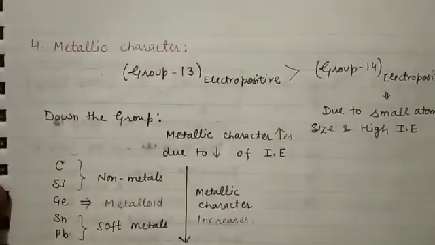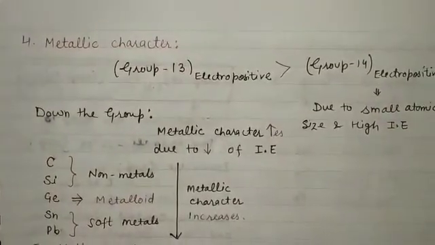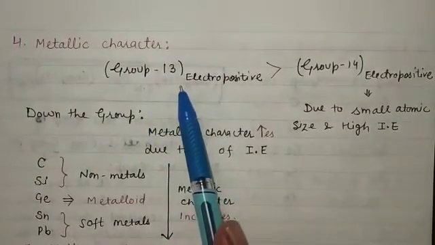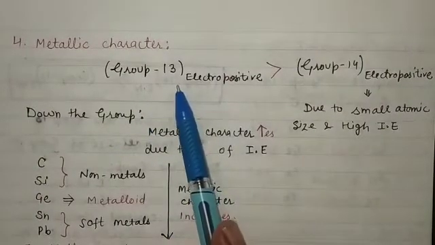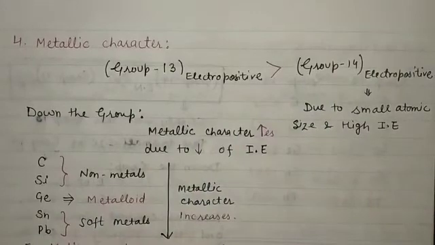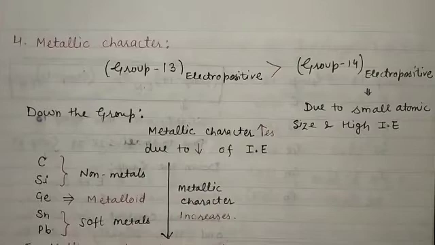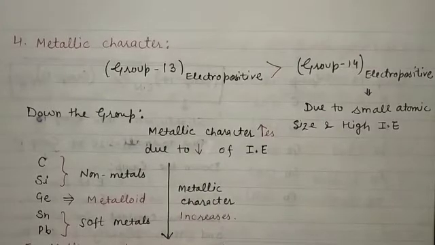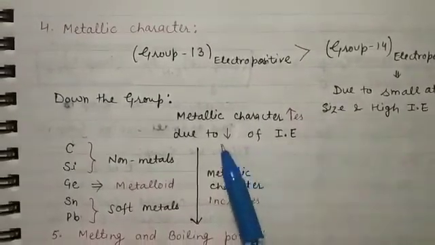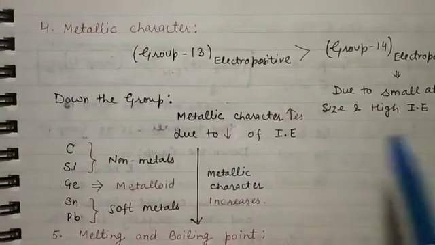Now next is the metallic character. The metallic character of group 13, or you can say the electropositive character of group 13 elements, is greater than that of group 14 elements. This is because group 14 elements have smaller atomic size and high ionization enthalpy, and as we know, down the group metallic character increases due to decrease of ionization enthalpy.